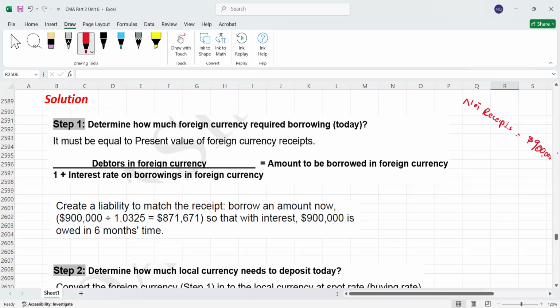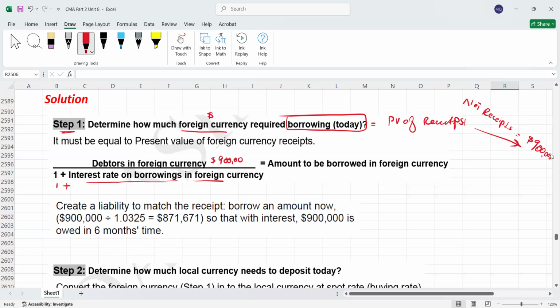So first of all, step number one, as I have already explained, we have to decide how much foreign currency, which is dollar, we need to borrow today. And I told you answer is what? It should be the present value of receipts. Receipts are 900,000. So it must be a present value of 900,000. So how you will do it now? So simply, I'll take debtors in the foreign currency. My net receipt is $900,000 and I'll divide with 1 plus interest rate on borrowing in foreign currency.